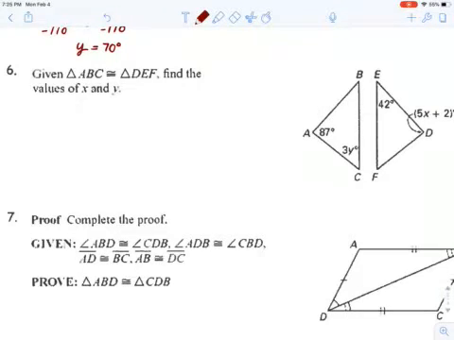Here, there's no guesswork. We're told that triangle ABC is congruent to triangle DEF. So that means all the corresponding angles and corresponding sides are congruent. Let's mark them and get started with our problem. We're going to mark the angles. So A comes first, and then on the other one, D does. So A is congruent to D. B is congruent to E. And C is congruent to F.